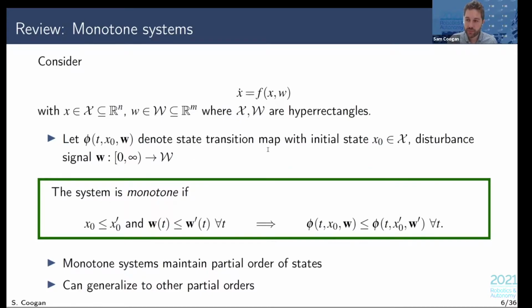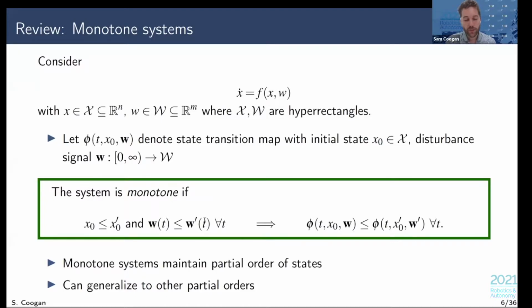And the definition of monotonicity is as follows. If you take an ordered pair of initial conditions, say x naught and x naught prime, so x naught less than or equal to x naught prime, here the less than or equal to for two vectors means that every entry of the vectors satisfies this less than or equal to relationship. And if you take an ordered pair of disturbance signals, so that w of t is less than or equal to w prime of t for all t, then it holds that the state transition map also remains ordered for all time. So simply put, monotone systems maintain partial orders on states as the system evolves under partially ordered disturbance inputs.